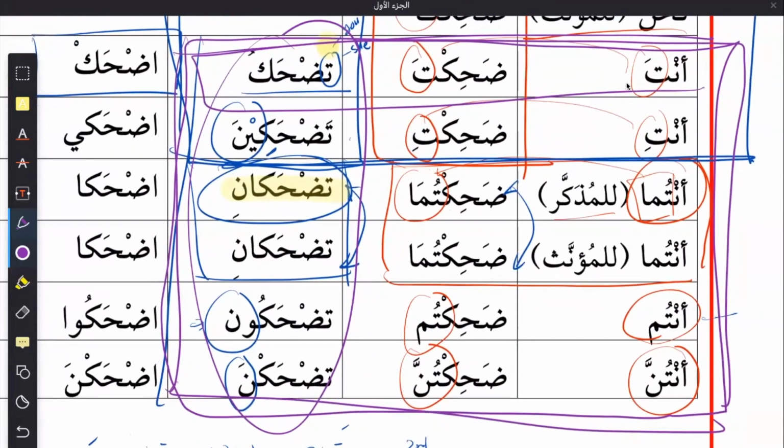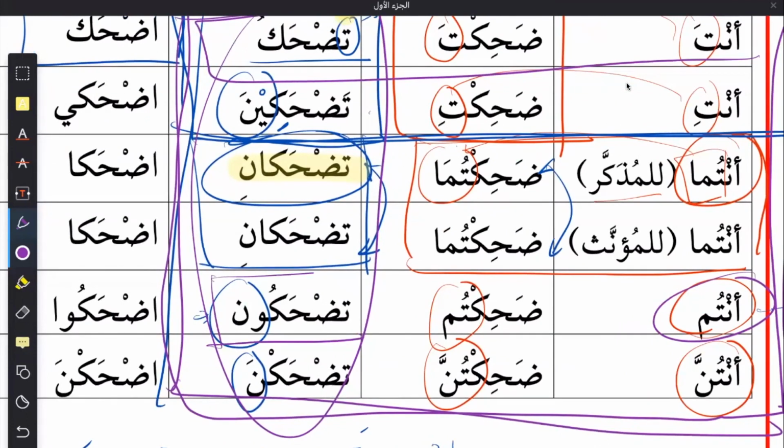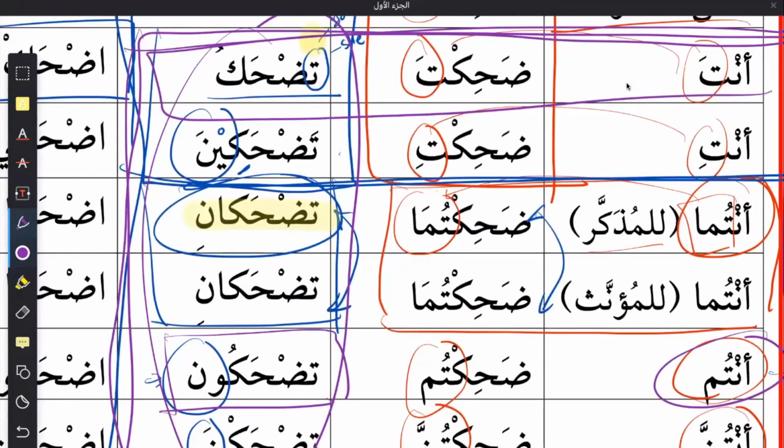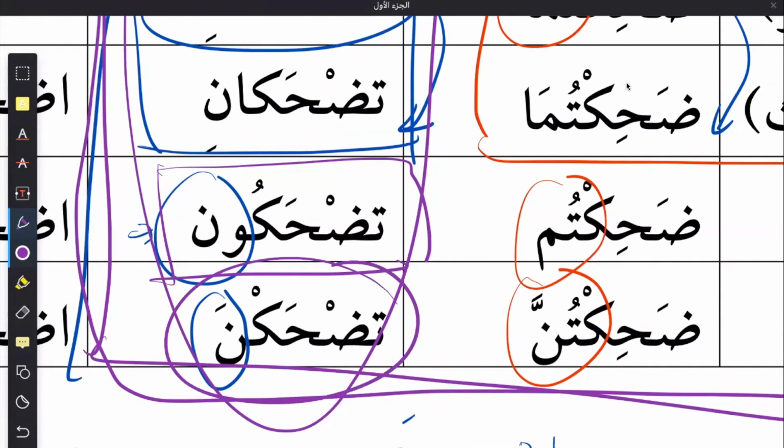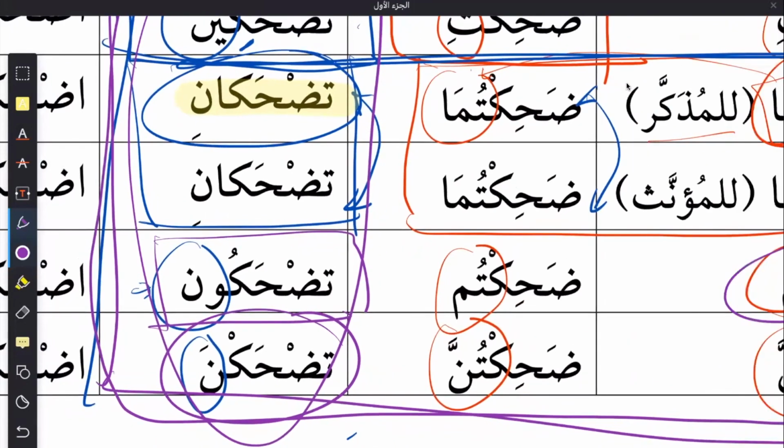Which pronoun would you be looking at? Of course, antum, right? So now you will be starting with that present tense verb. If you're addressing all female second person, you'll be starting with tadhakna. You get it? This is your starting point. This is not the command verb yet. It is your starting verb, because we have to start from the present tense.